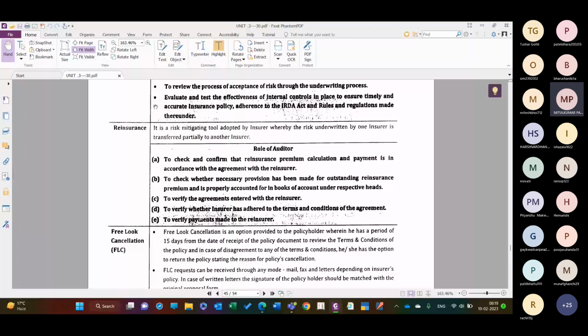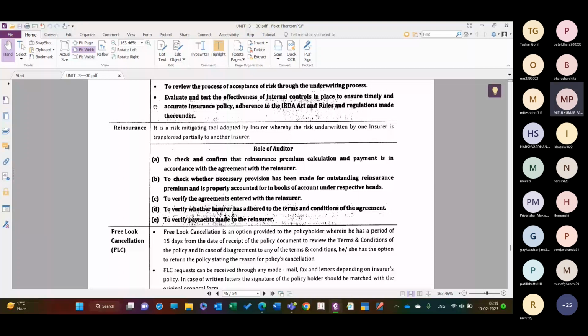So there will be an insurance policy issued by one insurance company, but that company will reinsure with another insurance company. They will jointly share the risk, and whatever premium they charge will be shared with each other. So that is what is given: the risk underwritten by one insurer is transferred partially to another insurer.